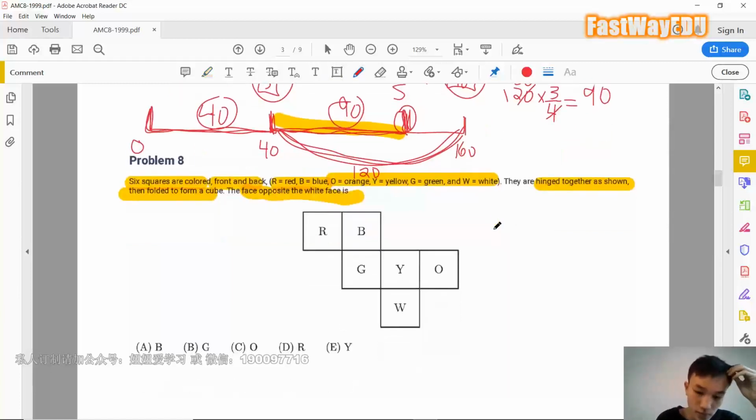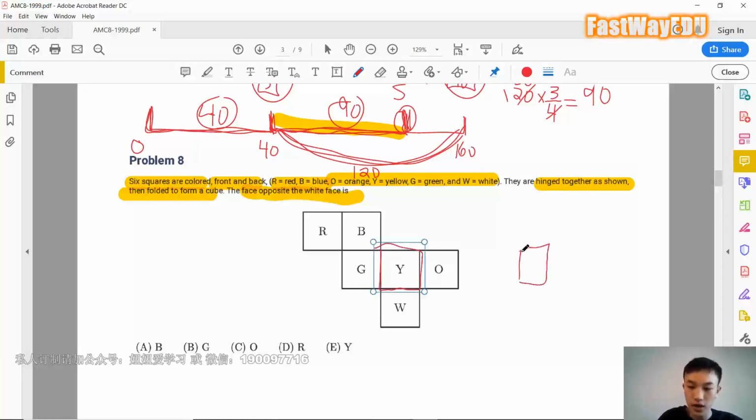Now this question is going to be a little bit challenging. What I like to do for these folding up a cube questions is to choose a face, preferably a face that's connected to a lot of the other faces, and think of that as the bottom face.